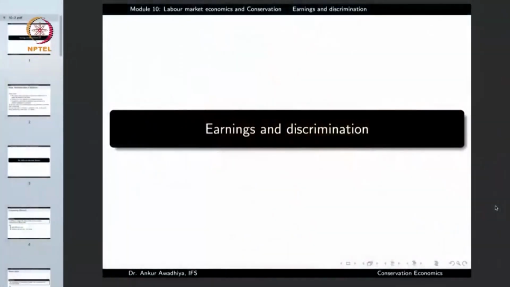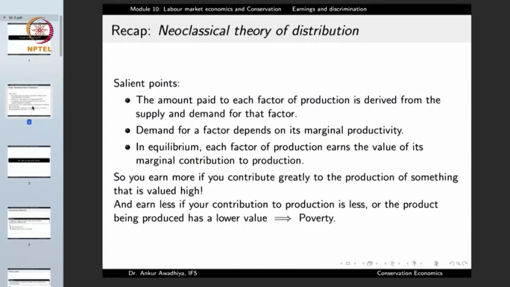Namaste. We carry forward our discussion on labor market economics and conservation, and in this lecture, we'll have a look at earnings and discrimination. Now, before we begin, let us recap what we had observed in the previous lecture.